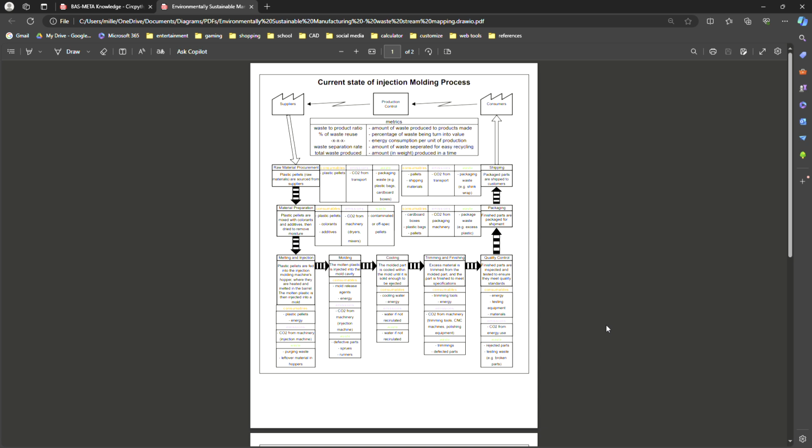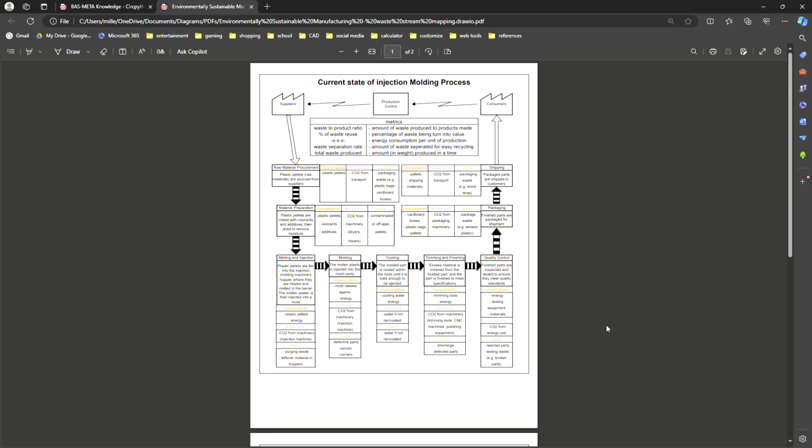So start with acquiring raw materials, which in this case is plastic pellets, which produces emissions from transportation and produces waste from packaging, as in plastic bags and cardboard boxes. And then it's material prep, which consumes plastic pellets, colorants, and additives, and produces emissions from the machinery used, as in dryers to dry it and mixers to mix. And waste from this are contaminated or off-spec pellets.